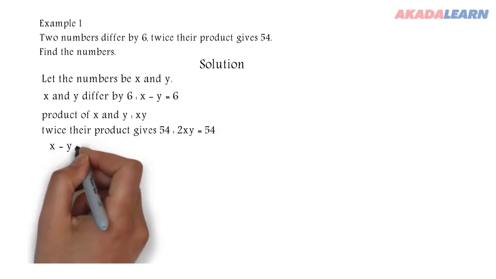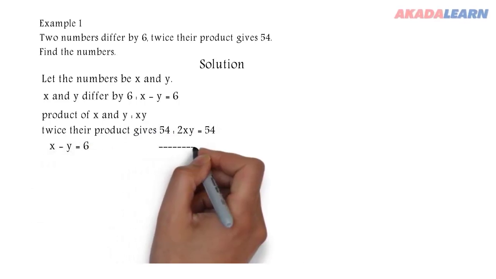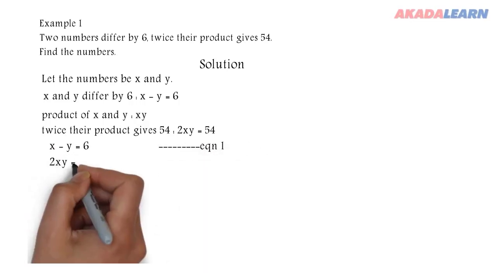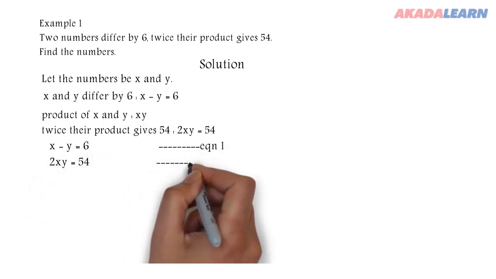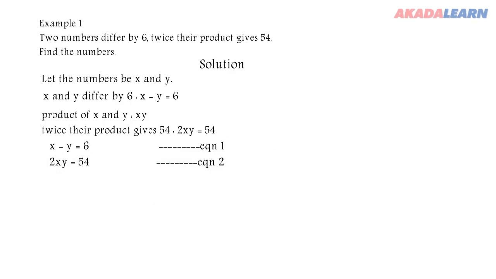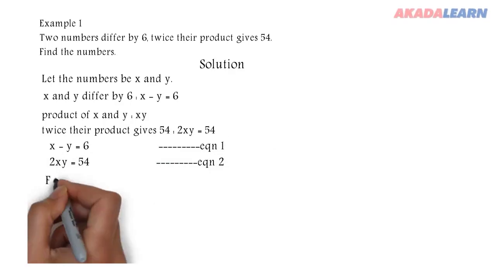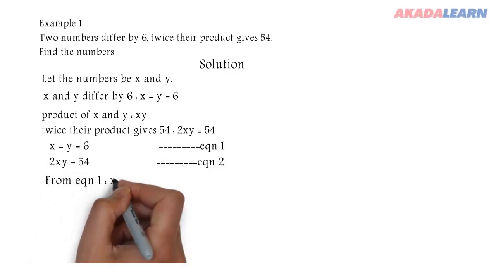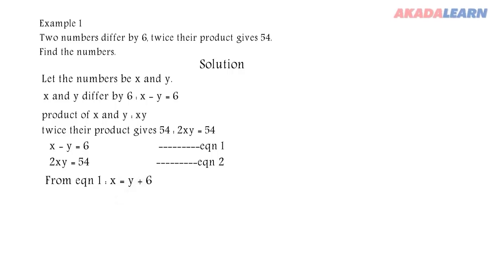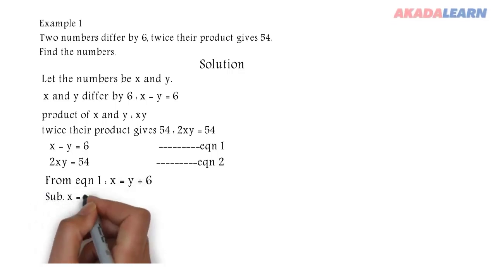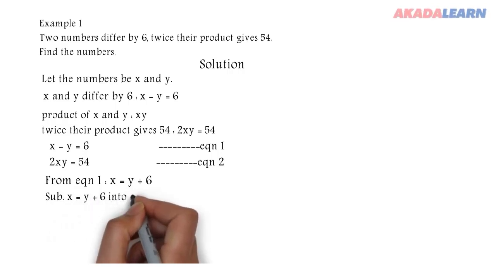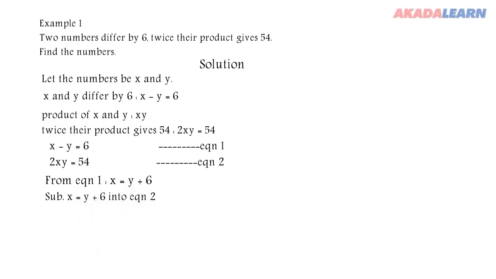Okay, so x minus y equals 6. Let's call that equation 1. 2xy equals 54 is equation 2. So we are going to make x the subject of the equation from equation 1. So x equals y plus 6. We will now substitute this value in place of x into equation 2. So we are going to replace x in equation 2 with y plus 6.